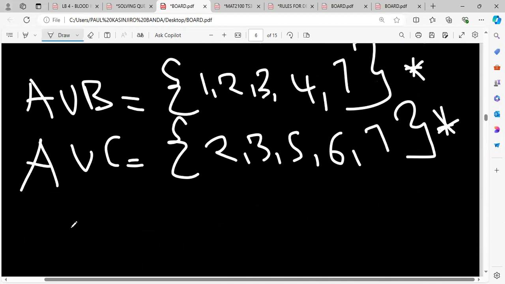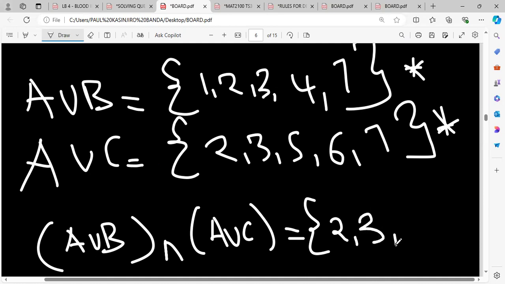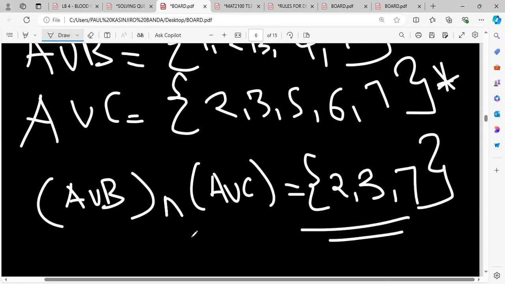My intersection will be A union B intersection A union C. We're just going to get the members that are common to both. What is common in these two sets? We have a 2 there and a 2 there, so I'm going to write 2. Then we have a 3 and a 3, so I write 3. Then we have a 7 in both, so I write 7. This will be my set.